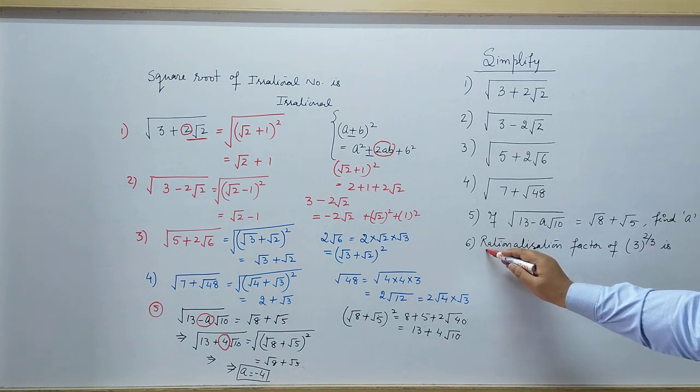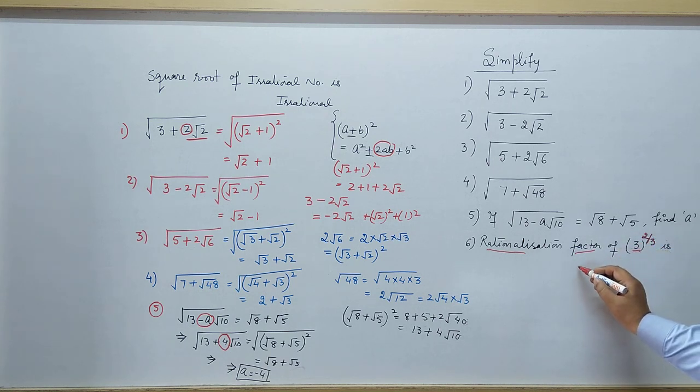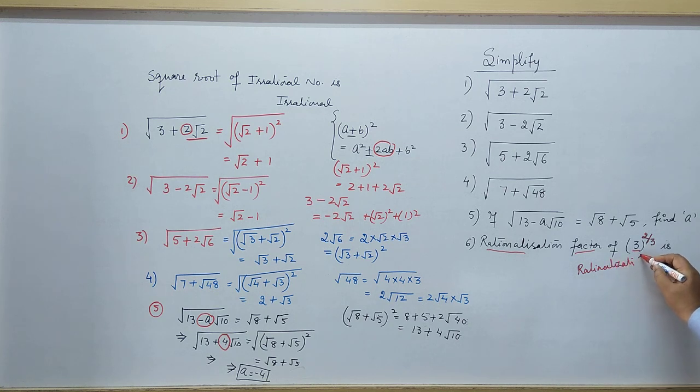Now one more point is there, the rationalizing factor of 3 raised to power 2 by 3. 3 raised to power 2 by 3 is also an irrational number. Rationalizing factor will be 1 minus 2 by 3, that is 1 by 3. The final answer is 3 raised to power 1 by 3 is the rationalizing factor.